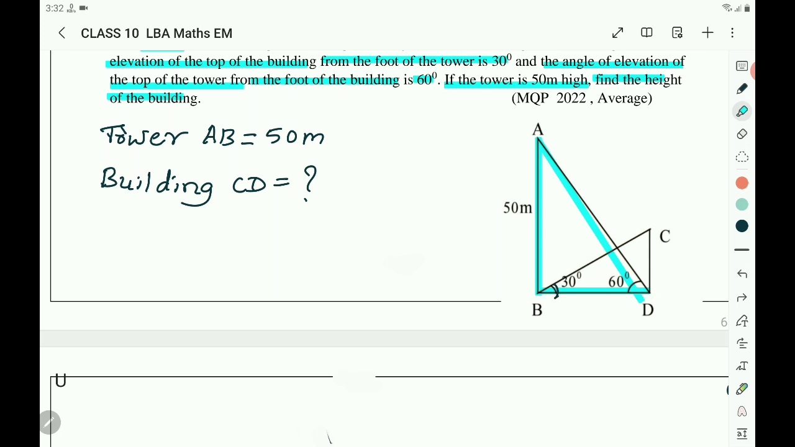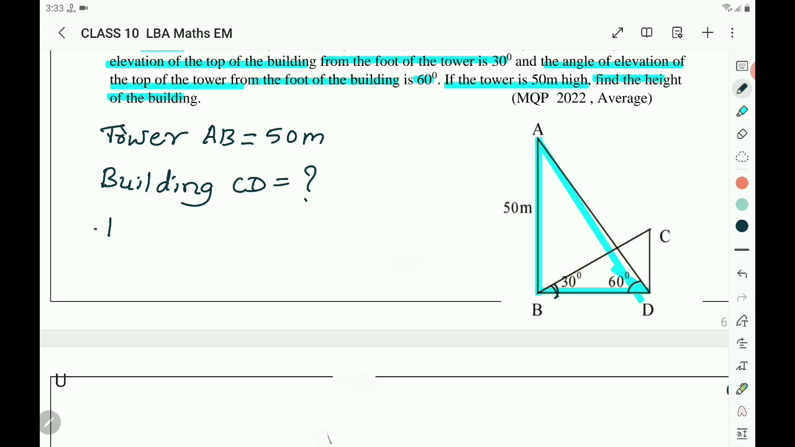So here we have to use the trigonometric ratio having the opposite side. For angle 60 degrees, that is, the angle of elevation of the top of the tower from the foot of the building is 60 degrees. For that 60 degree angle, AB is the opposite side and BD is the adjacent side. Which trigonometric ratio is having opposite side and adjacent side? That is tan theta. You know that tan theta equals opposite side by adjacent side.